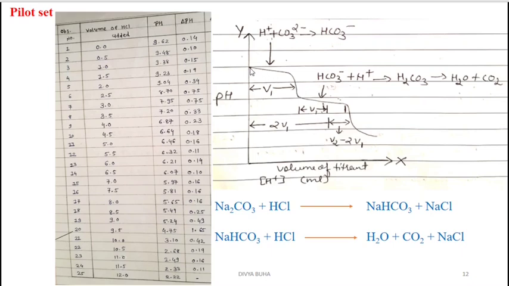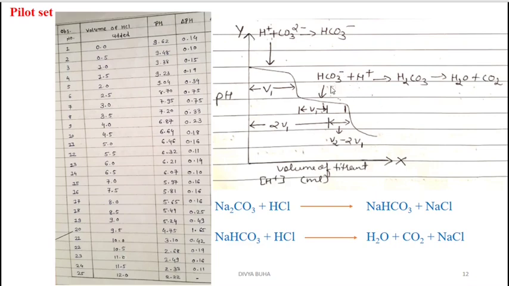So when all of the CO3 2 minus has been reacted with H plus ions and has been converted into HCO3 minus, the pH would drop. Okay, after that HCO3 minus would react with H plus ions, because we will keep on adding the HCl.